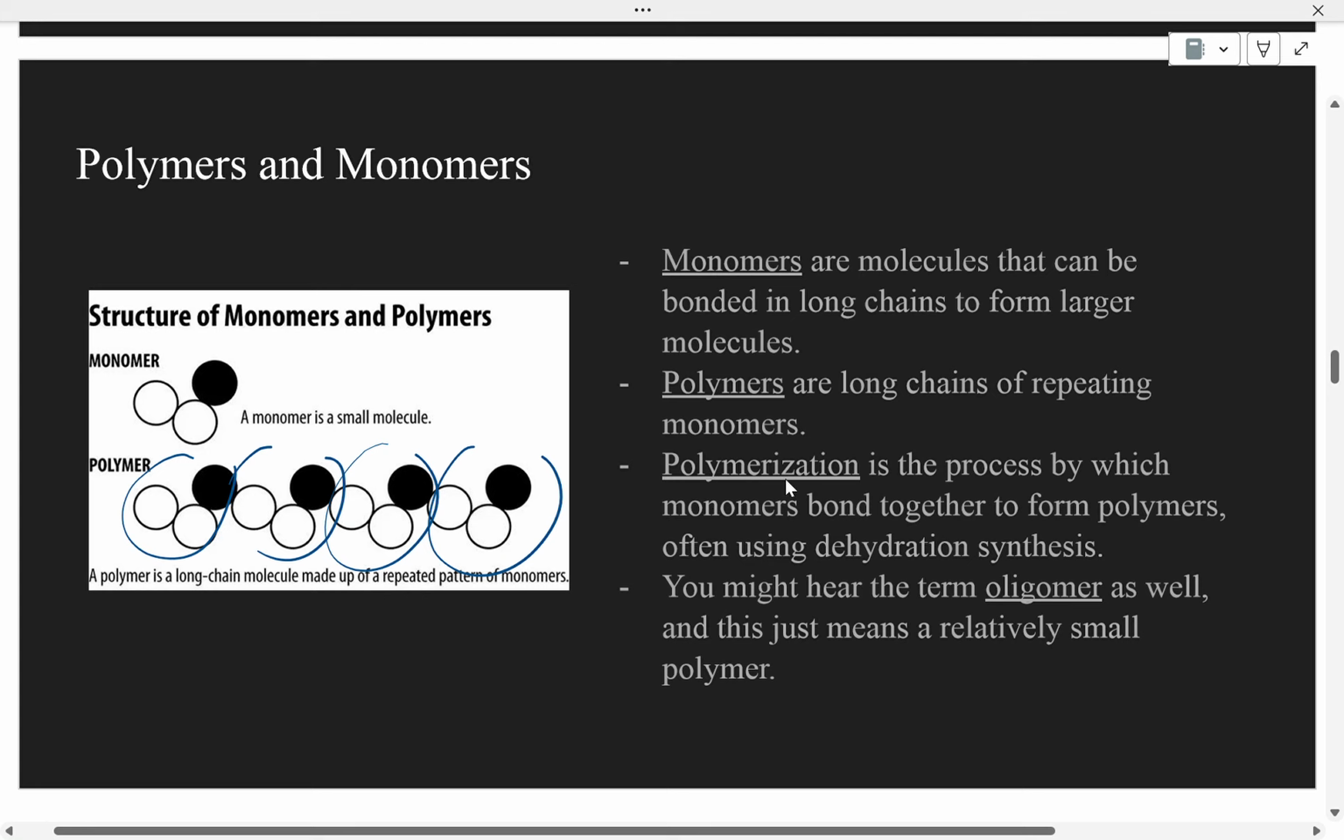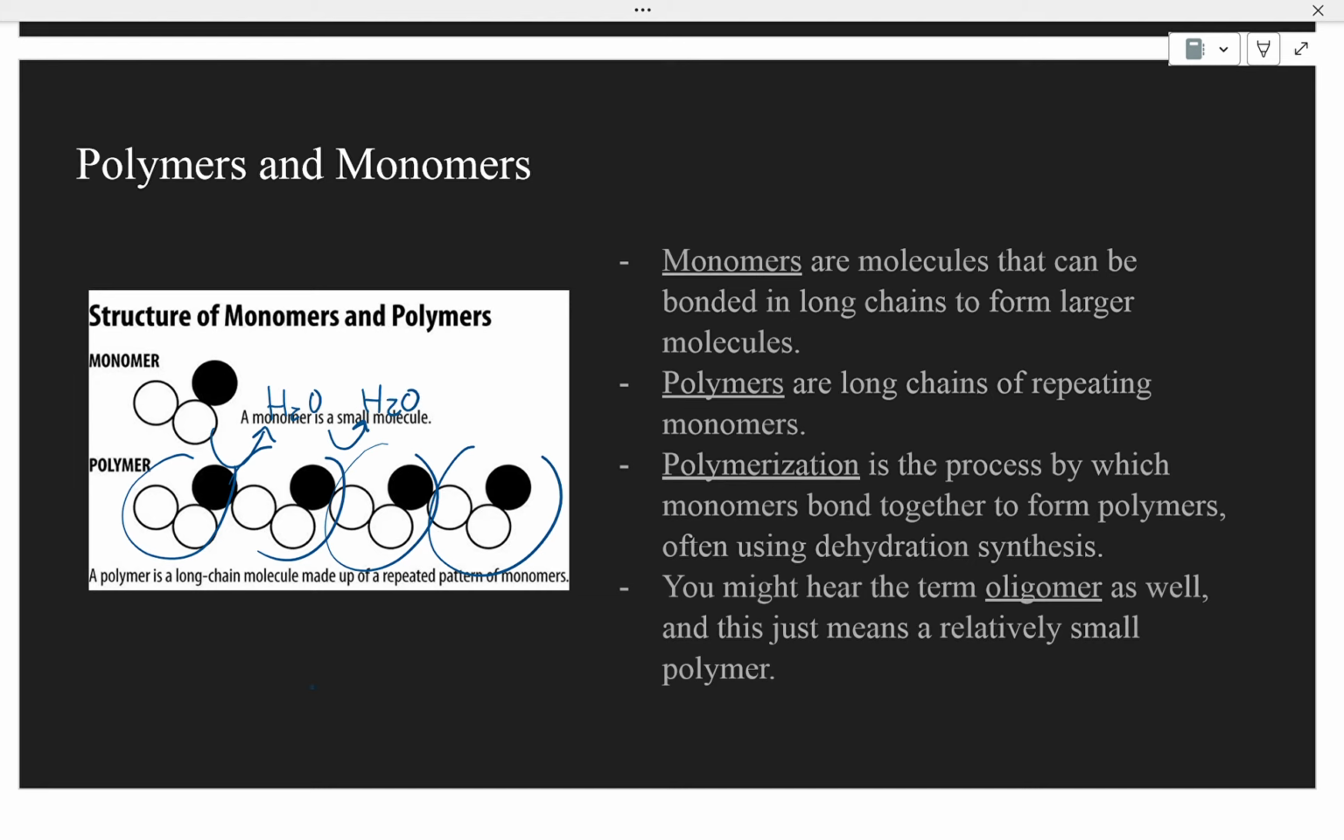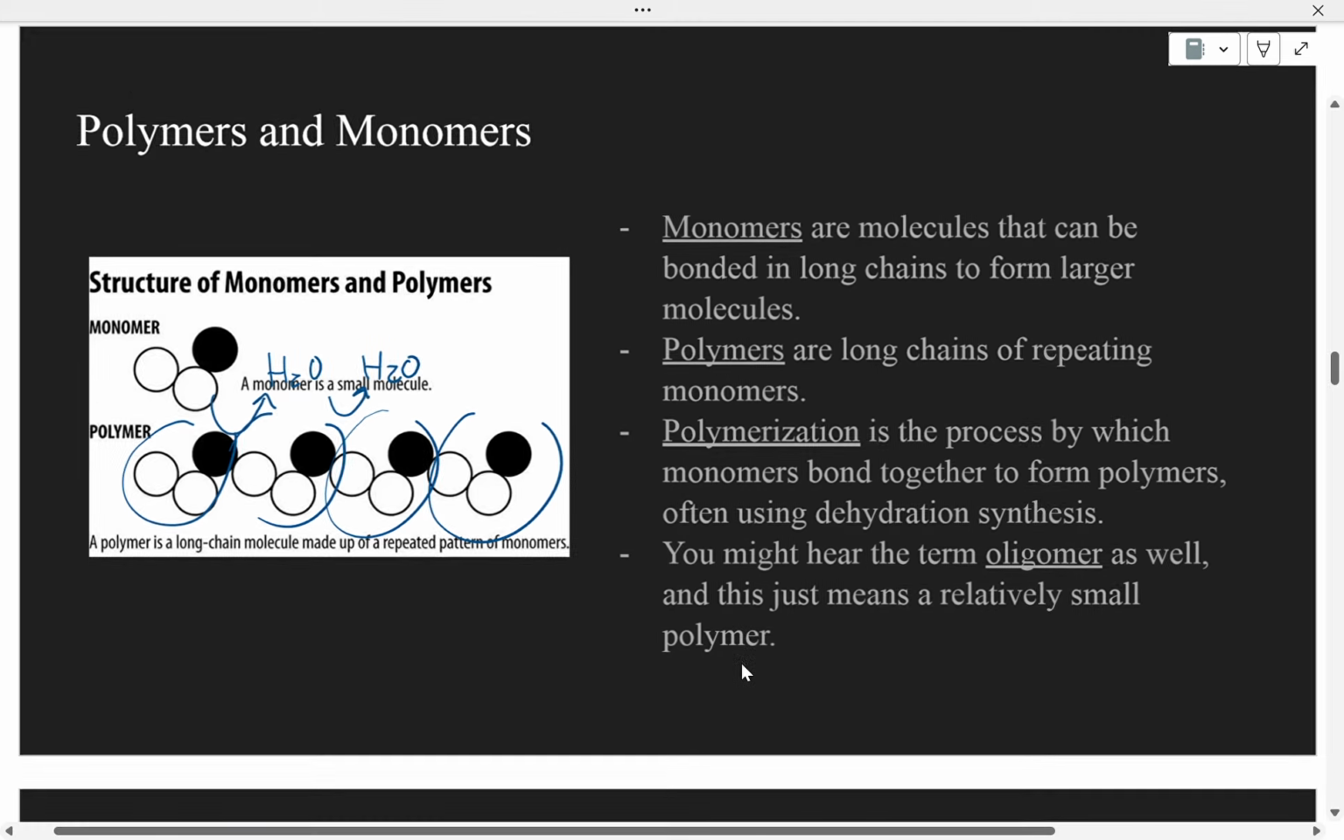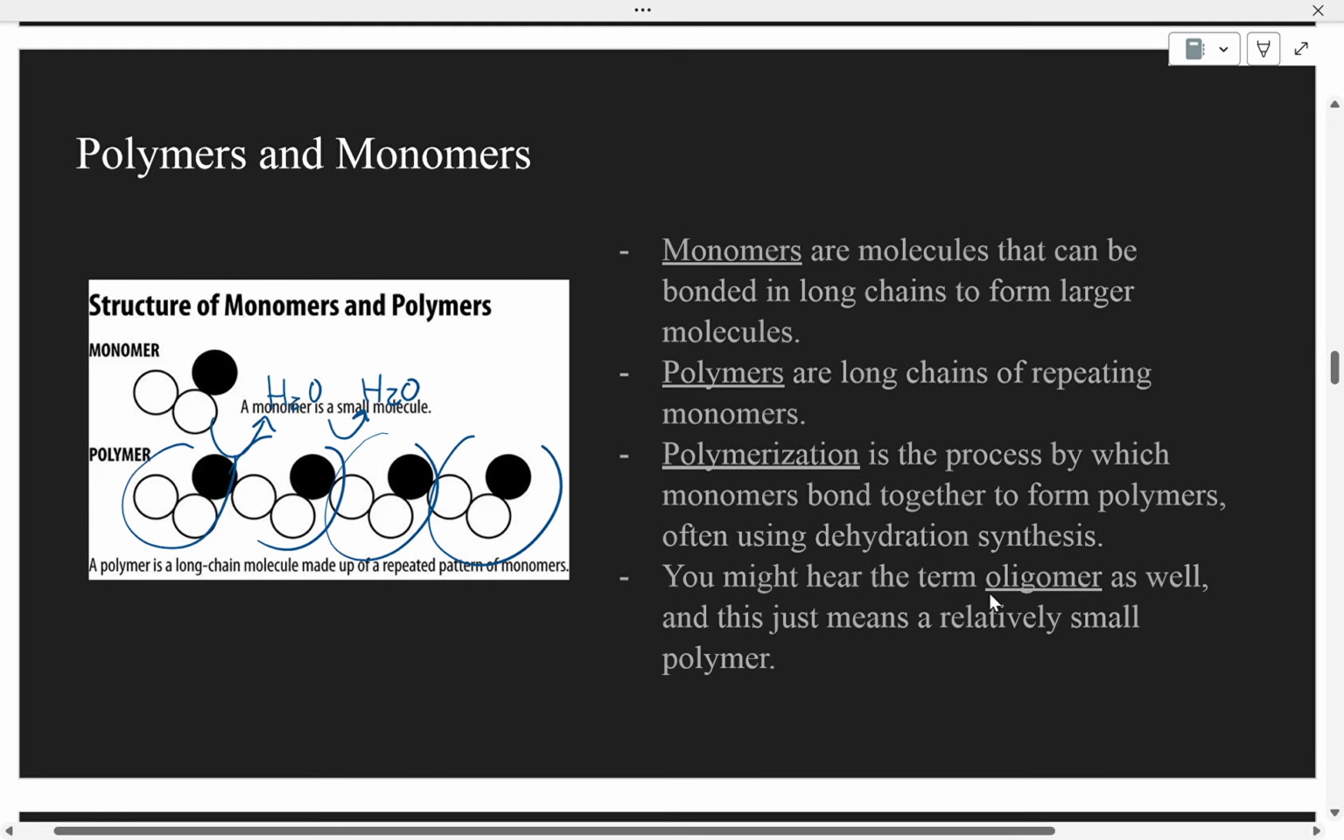Polymerization is just a name for the process by which all these different monomers will link up together to form longer polymers. And a lot of the time we'll use dehydration synthesis that we talked about in order to form these. So each time a linkage is made, we'll lose a water molecule like this. And another term is oligomer. So oligomer just means a relatively small polymer, so a polymer that's only made up of a couple monomers. So you might see that term as well.